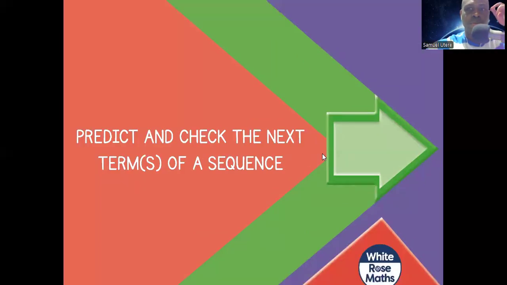So today the title of your lesson is Predict and Check the Next Terms of a Sequence. Recall that in your previous lesson, you learned to describe and continue a sequence given diagrammatically. You were working a lot with diagrams. In today's lesson, you're going to focus on being able to predict the next term of a sequence and then check whether you're actually right. The lesson is going to emphasize being able to stick to the rule.